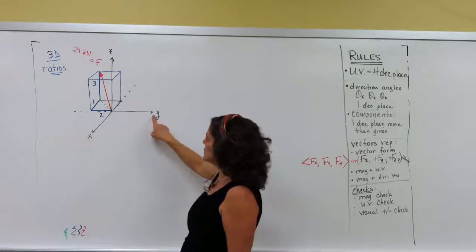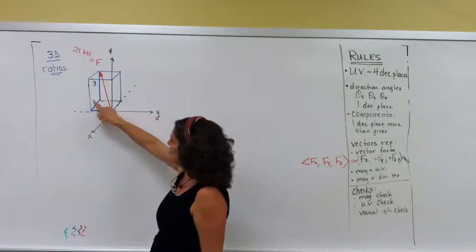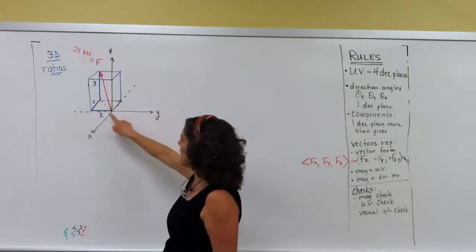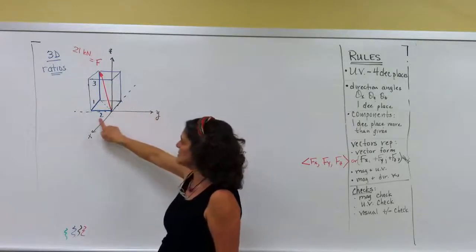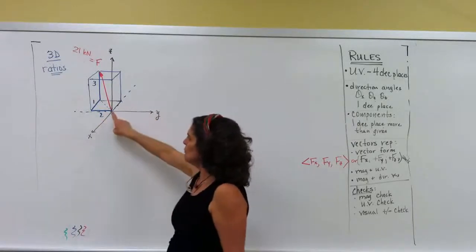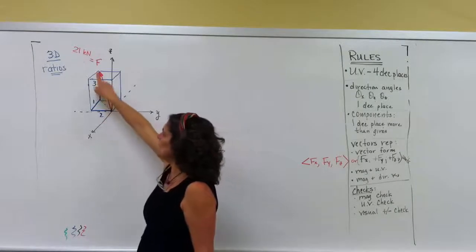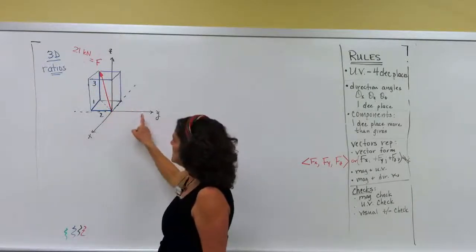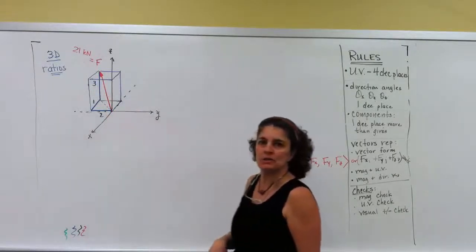Okay, how about in the y direction? Which distance here is parallel to, or along, the y-axis? It's a 2. When the force goes from this origin point up to here, is it going in the positive 2 direction or the negative 2 direction?